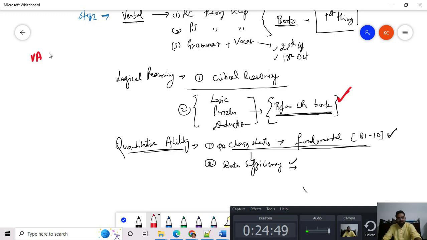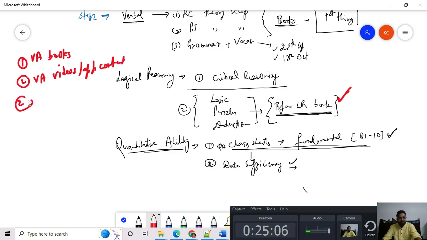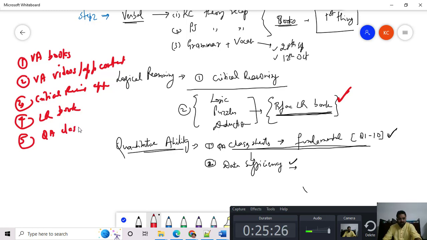वर्बल का जो है बुक्स, verbal videos or app content, critical reasoning अलग से एक रख लेता हूँ मैं ऐप से. फोर्थ LR book content. फिफ्थ QA class sheets. ओके देन डेटा सफिशिएंसी. सो यू वांट टू मेक अ प्लान.